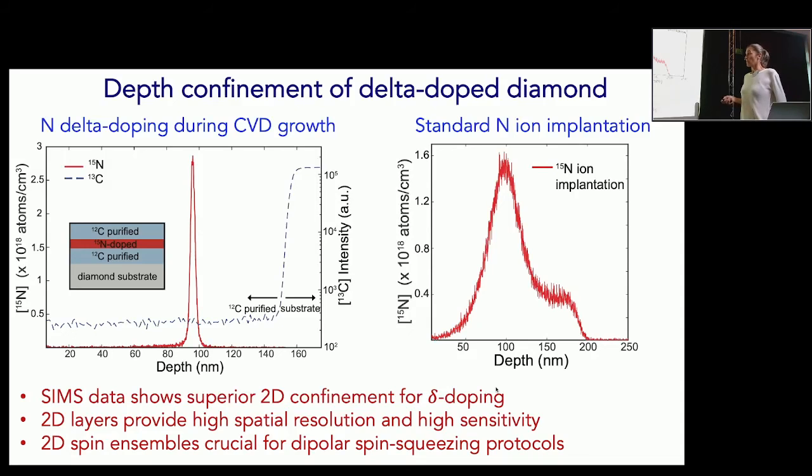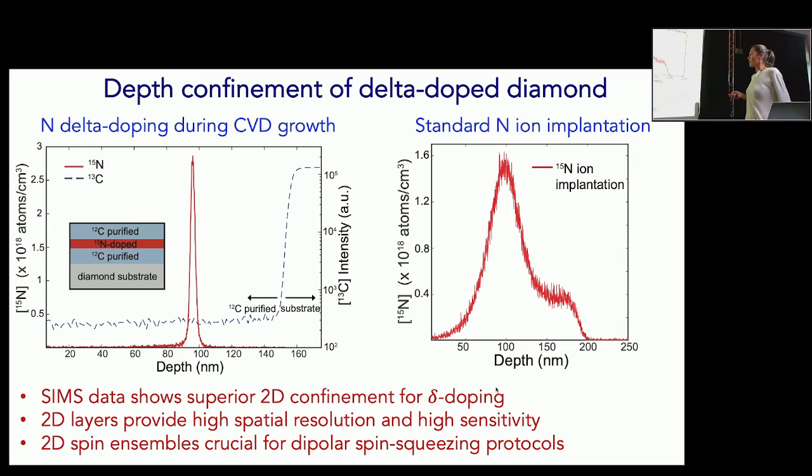It turns out that our delta doping technique is, I think, quite superior to the standard method of implantation, where people generate NV centers by implanting nitrogen. Here are 2 profiles, SIMS profiles, secondary ion mass spectroscopy, that measure the nitrogen concentration as a function of depth in the material. So here's our grown layer, and we see we can confine our nitrogen to a nice 3 nanometer thick layer, probably limited by the resolution of the SIMS, actually.